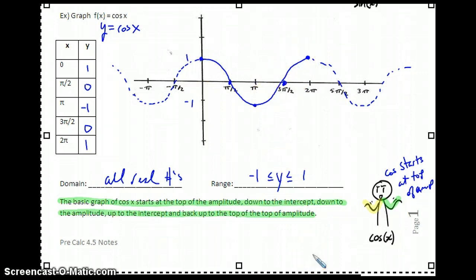You need to make sure when you're looking at these graphs that you take a look at if it's a cosine or a sine graph and ask yourself, where does it start? Does it start at the origin and go up? Or does it start at the top of the amplitude and go down? And that will depend on whether it's a sine or a cosine graph.